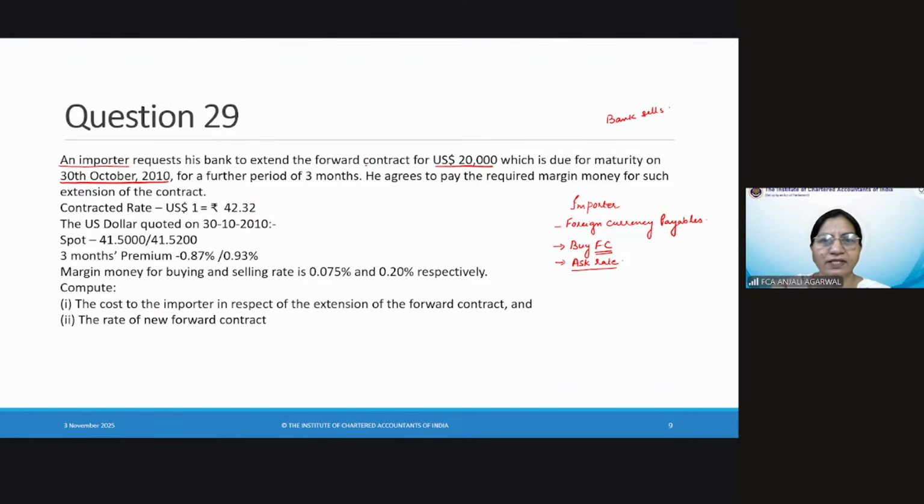And he wants to extend the forward contract for a further period of 3 months. So an importer has requested his bank to extend the forward contract for US dollar 20,000, which is due on maturity on 30th October 2010 for a further period of 3 months, and he is agreeing to pay the required margin money for such extension of the contract. So once again, just like the previous question, this is also same, but there we had the exporter, here we have an importer. Two things are required to cancel the contract.